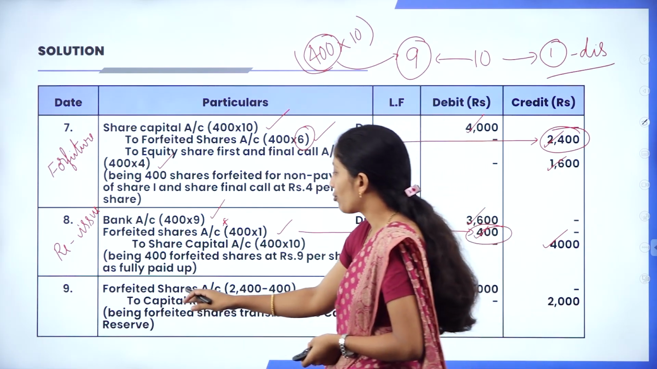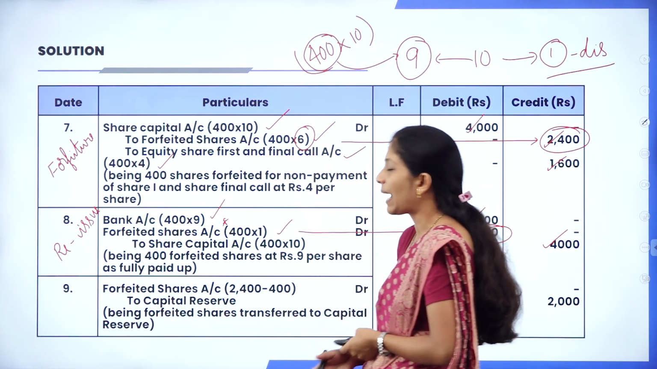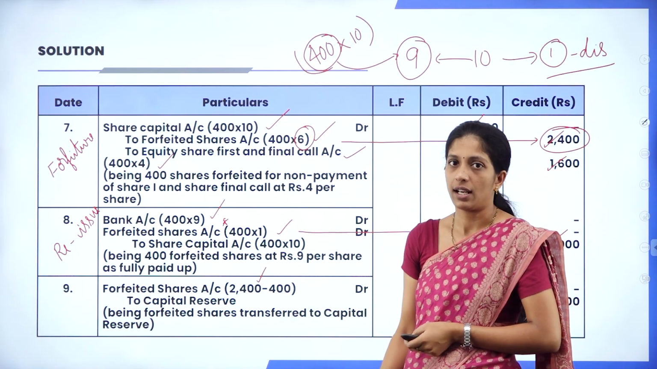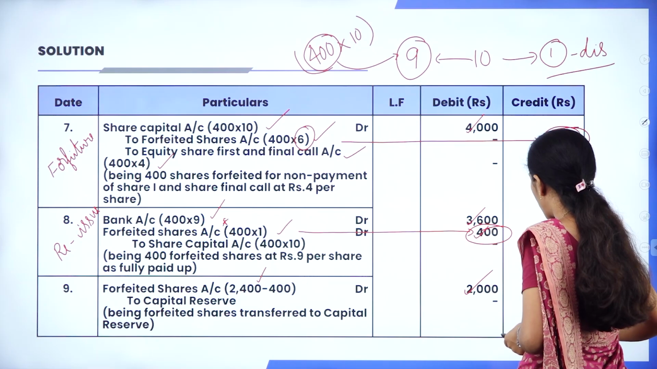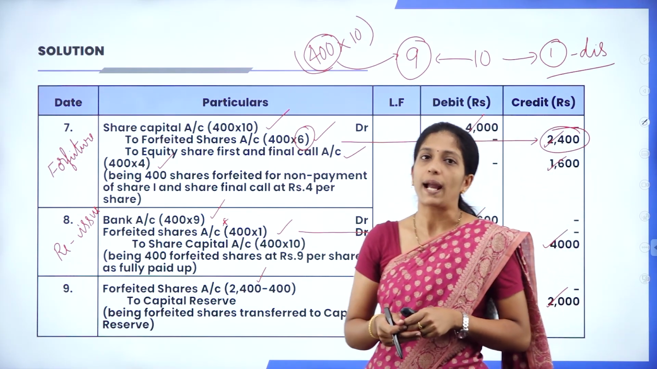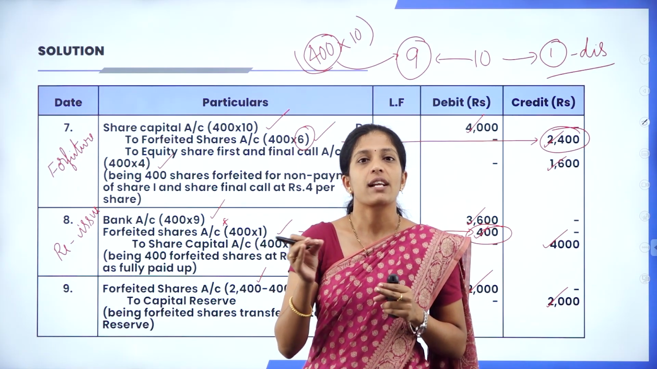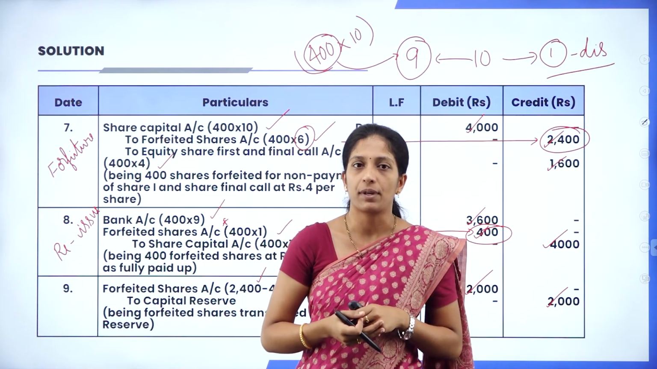So what is the entry? Forfeited shares account debit to capital reserve. So 2,400 minus 400, how much will it be? 2,000. So this will be transferred to capital reserve. So how can you write the narration? Being forfeited shares account transferred to capital reserve.